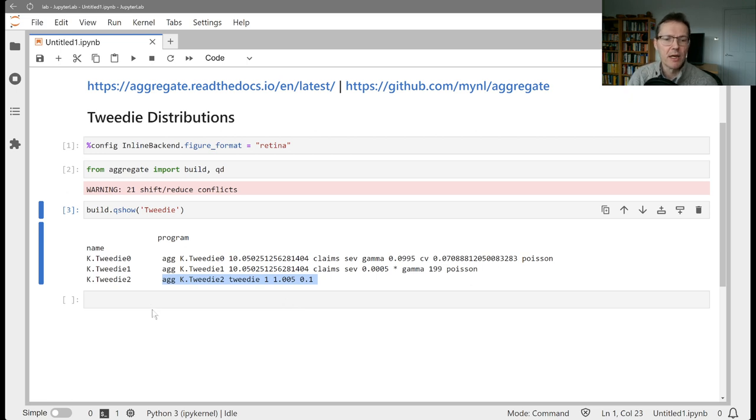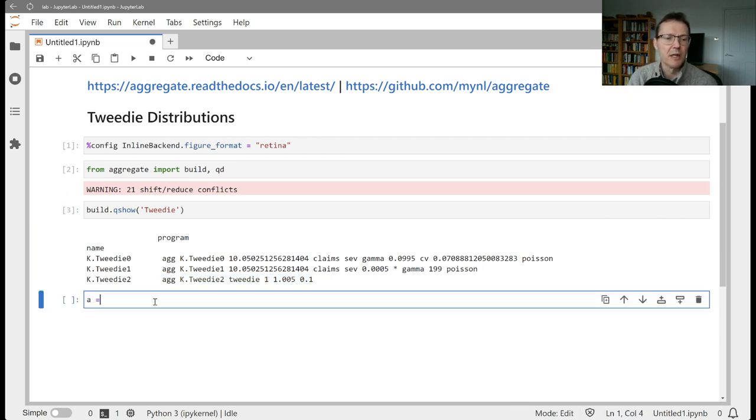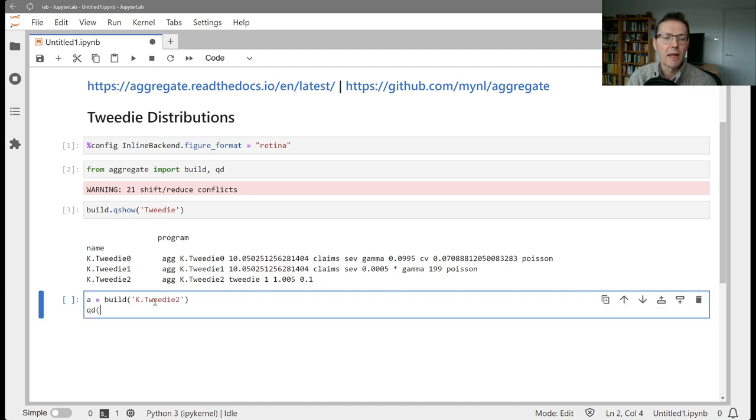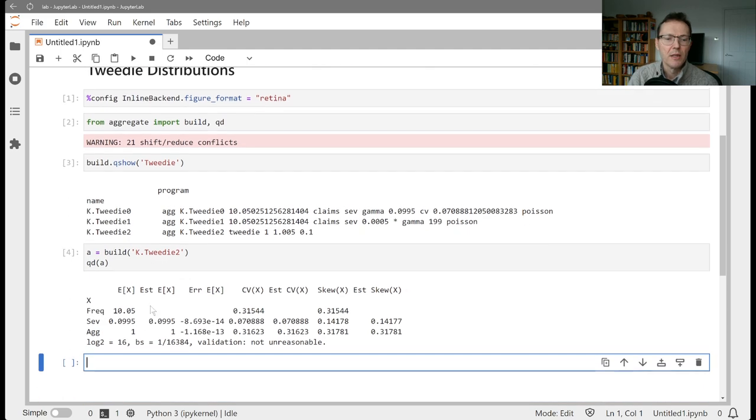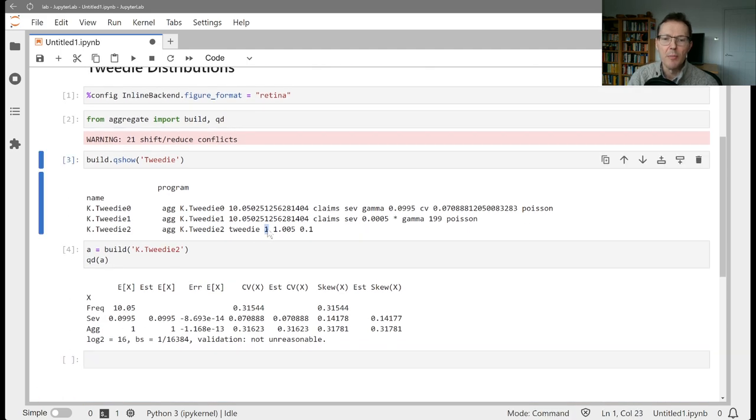All right, so we should build this. Let's build it out of the knowledge here. I want to build it in version 2 format, and then let's just QA it. So we're expecting a mean of 1. Yes, correct, we get a mean of 1. We'll verify this, but the CV of the severity should be 0.070. Yep, that's what we're getting.